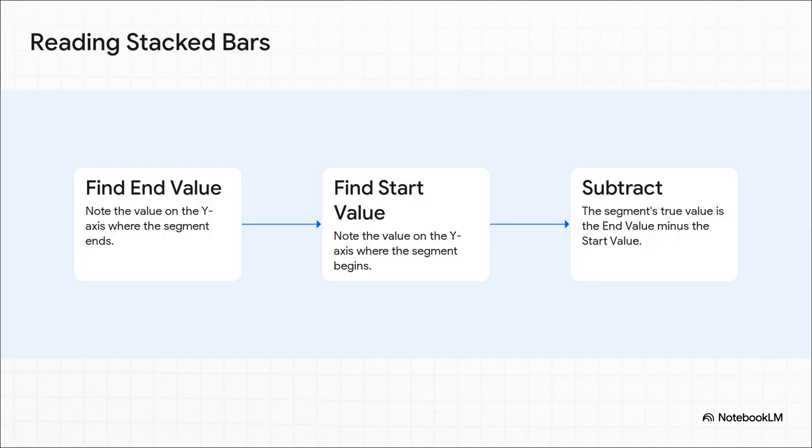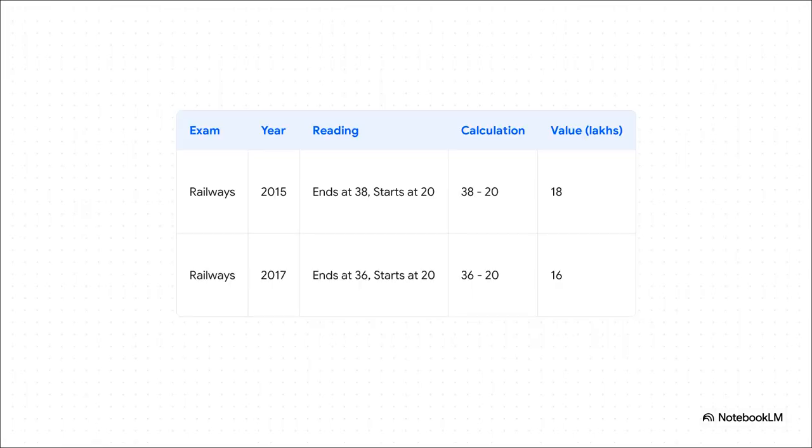Here's the secret to stacked bars. Unless the question specifically asks for the total, you have to ignore the total height of the bar. That's not what you're looking for. To figure out the value of just one of those little colored segments, all you have to do is some super simple subtraction. Just find the number where the segment ends and subtract the number where it starts. That's the whole trick. And you can see exactly how it works right here.